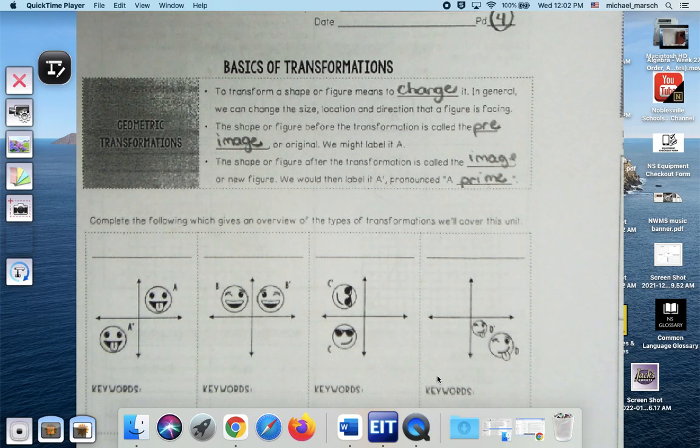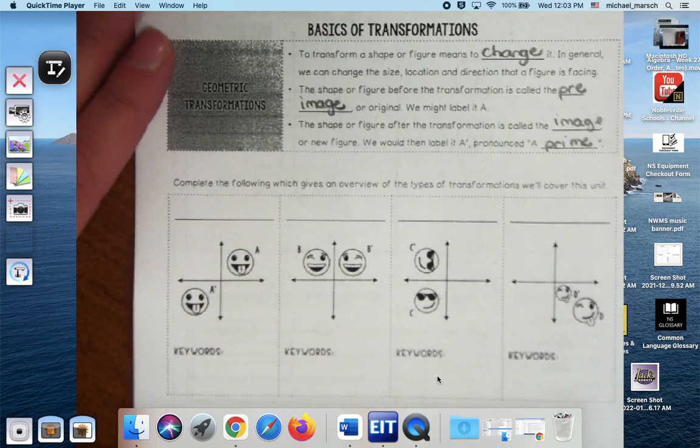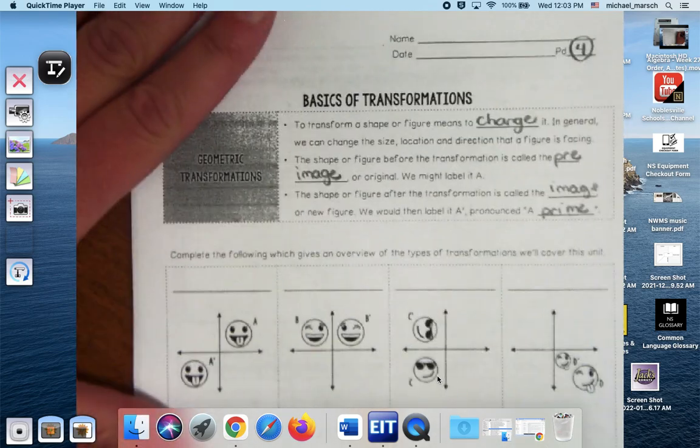So starting figure, no apostrophes, pre-image. Image, and then image, and then, but we know the order based on the apostrophes, okay? So that is something to keep in mind. I'm going to be asking you, what was my starting, what was my pre-image, what was my image when we work through this. So now let's look at the 4 types of transformations.